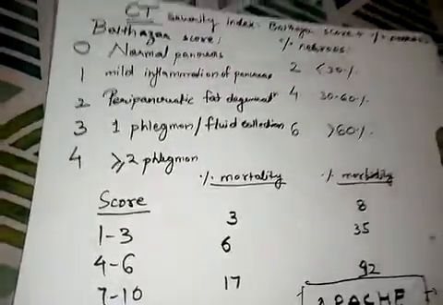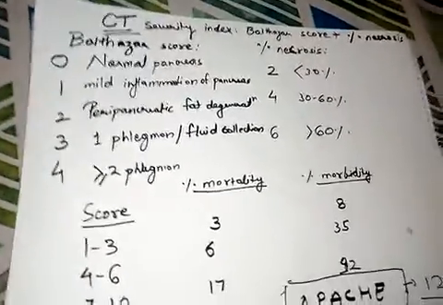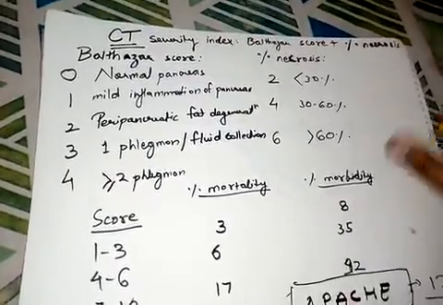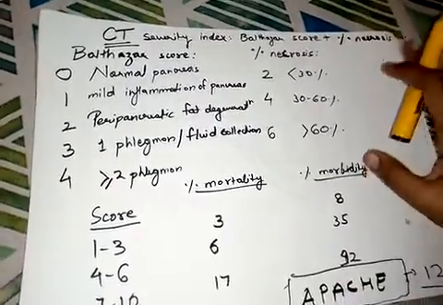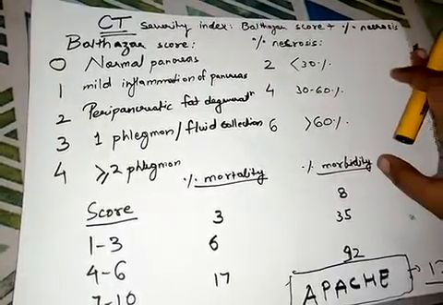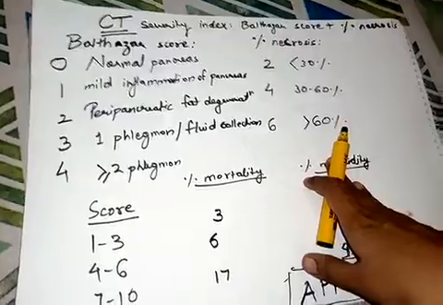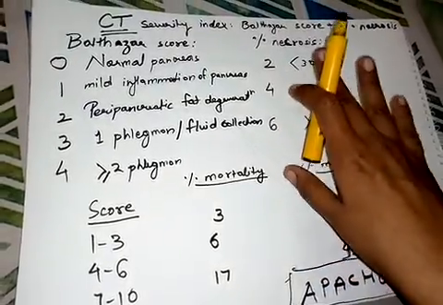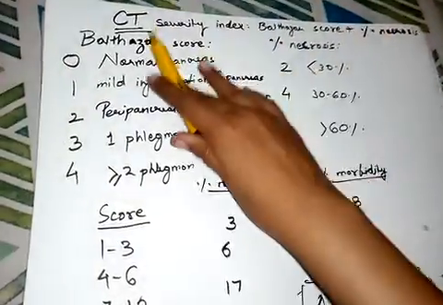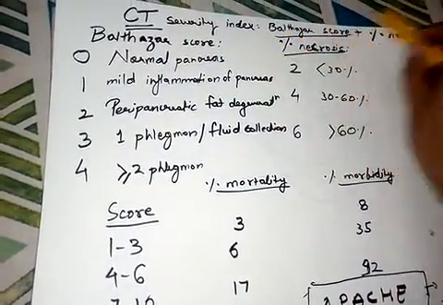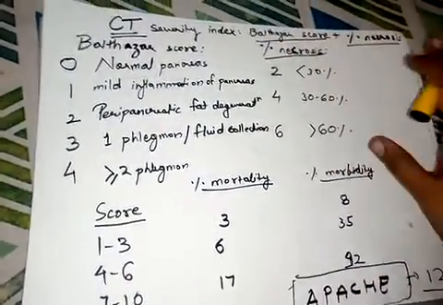If you order a CT of the patient, meaning after stabilization, if the patient is stable and we can send that patient for CT, then there is another very good diagnostic modality, and this score actually also gives the percentage of mortality and morbidity, and that's why this score is the best of all. This is known as the CT severity index, which is a combination of the Balthazar score and percentage of necrosis of the pancreas.